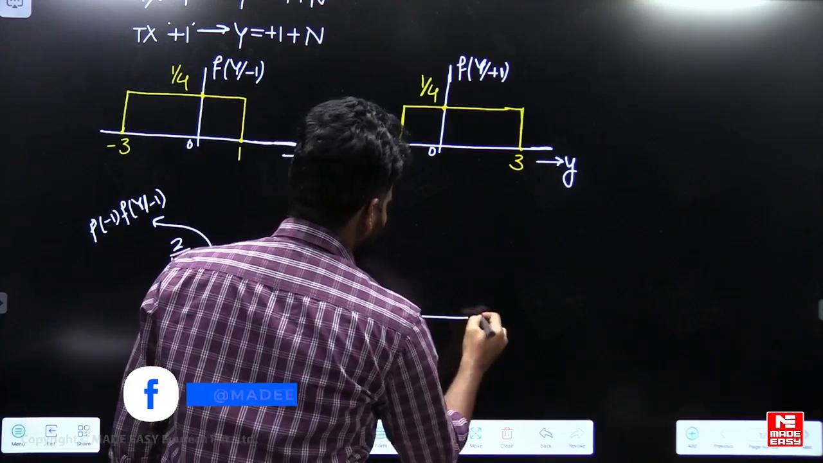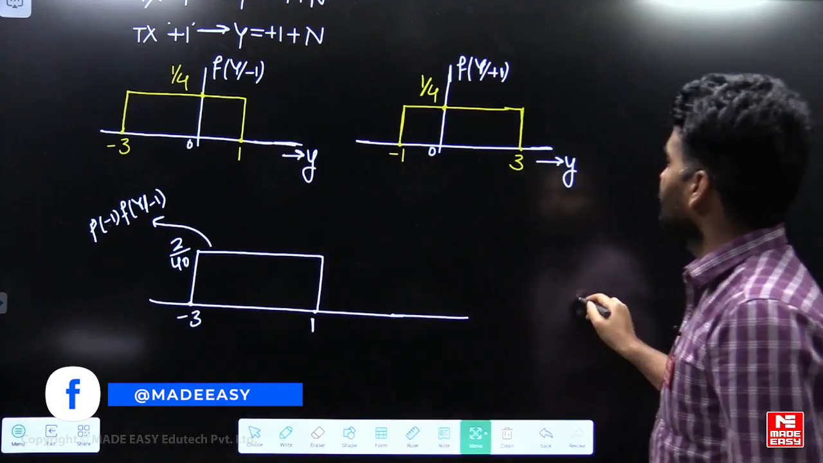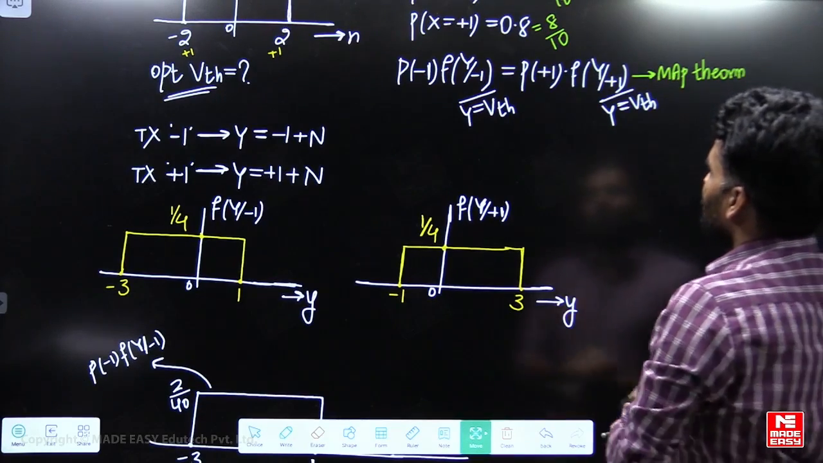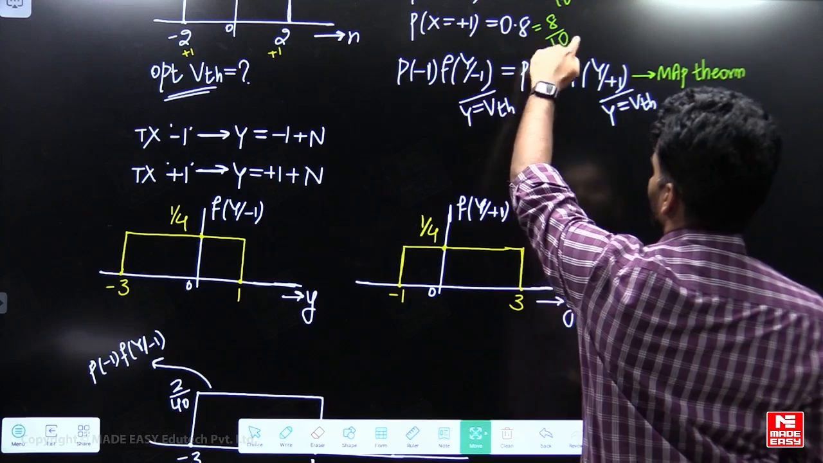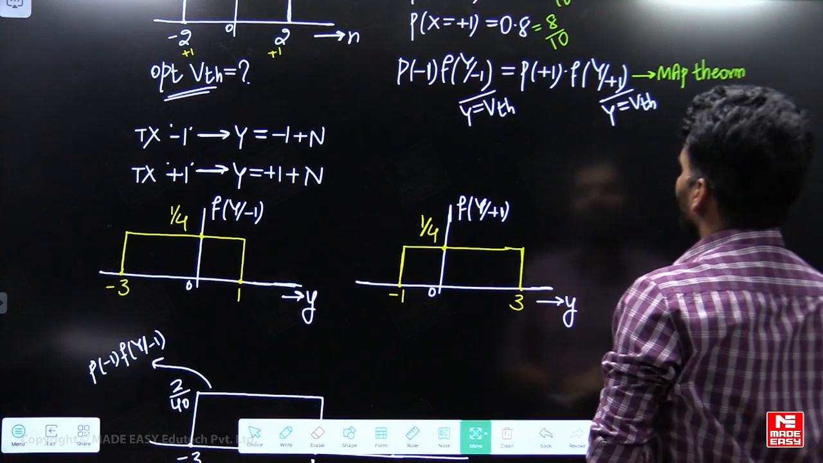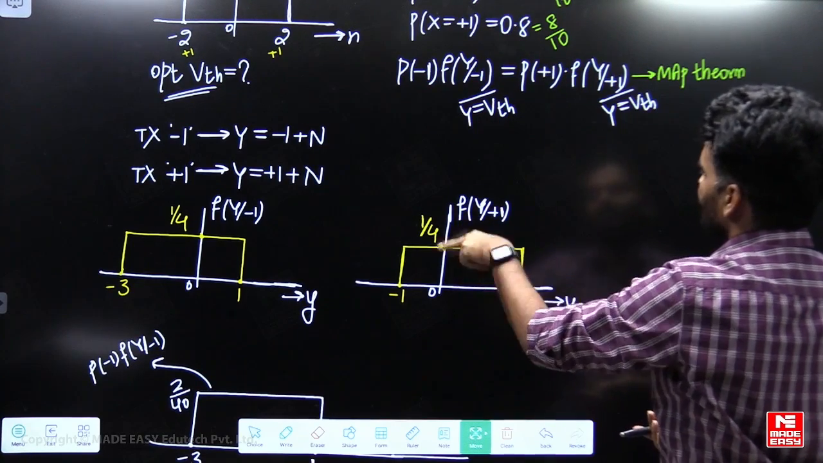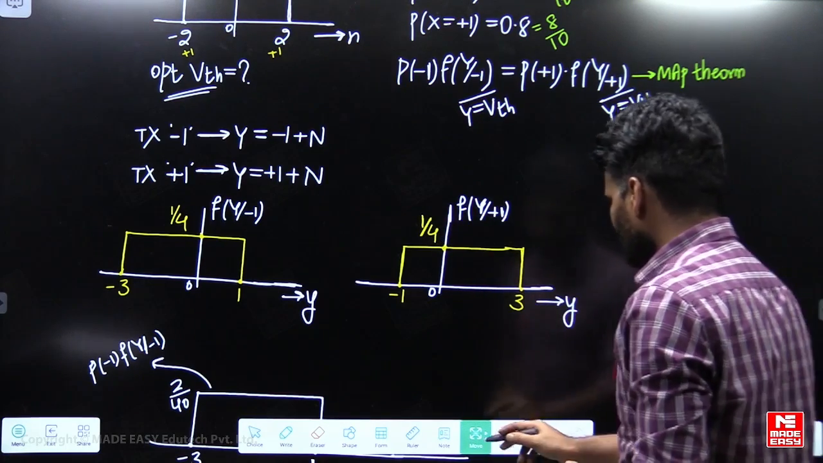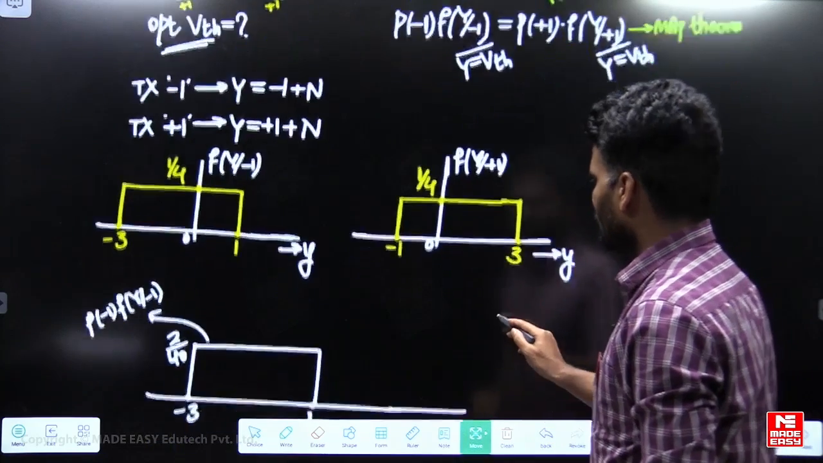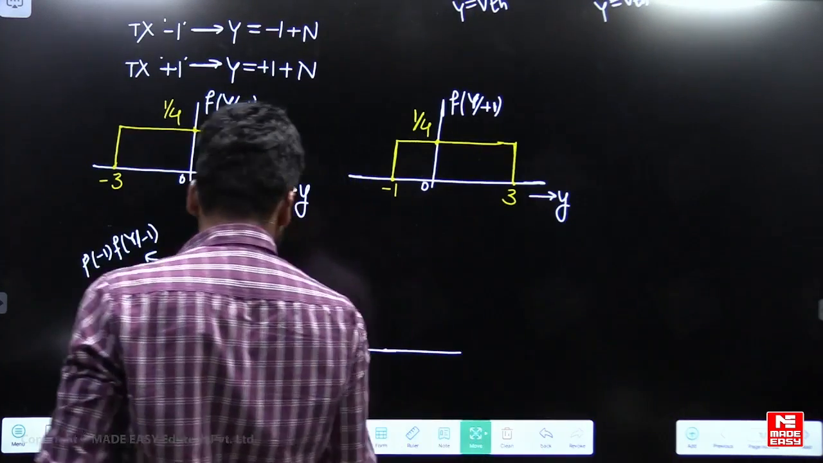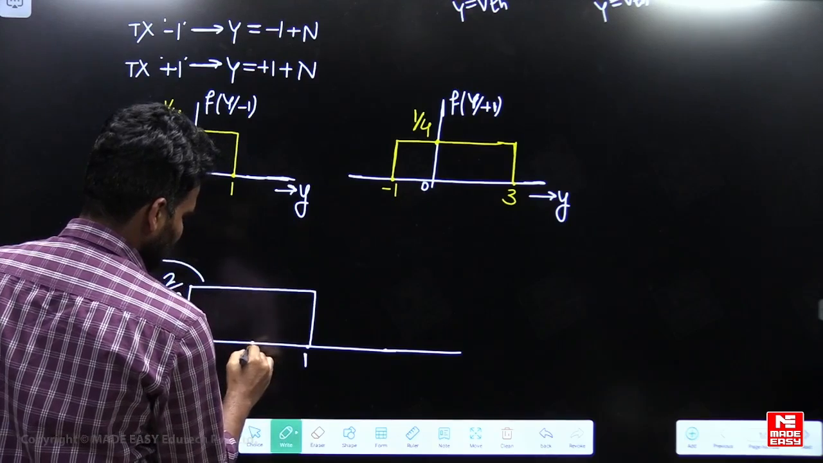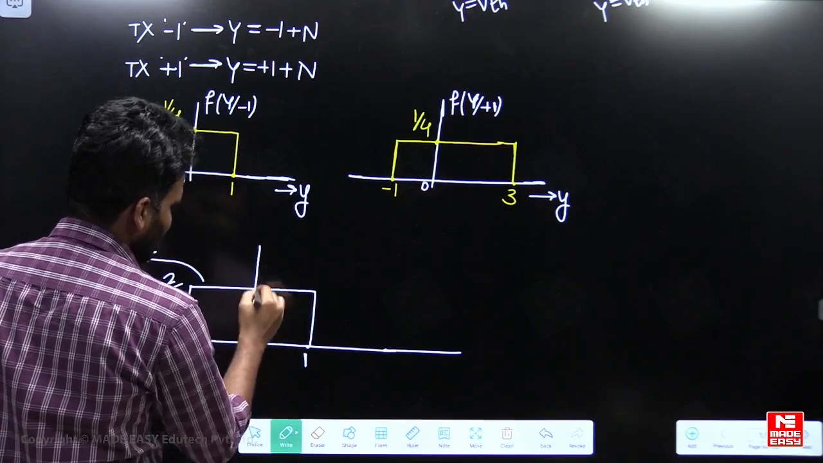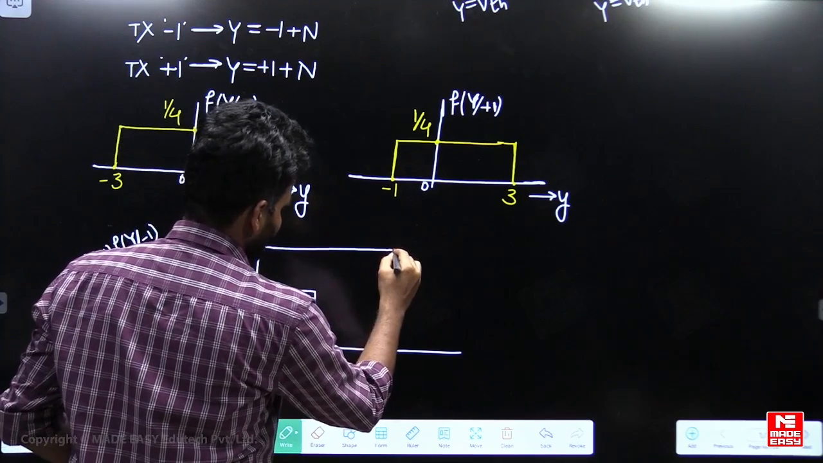Similarly, you have to plot P plus 1 fy upon plus 1. What is the probability of 1 volt to be transmitted? 8 upon 10, 8 by 10. And you have to multiply this density function with 8 upon 10. So that will be 8 by 40 you will get. This is minus 1 to 3. Yes, this is.